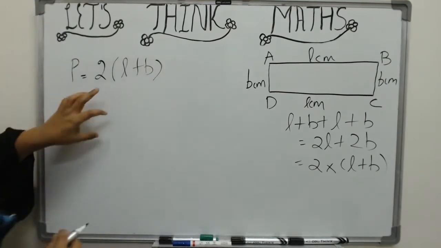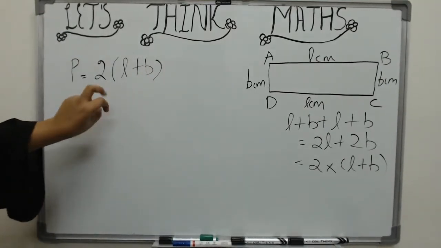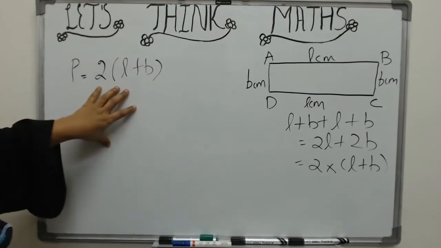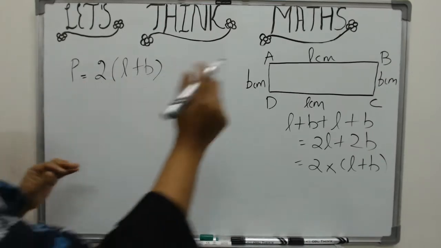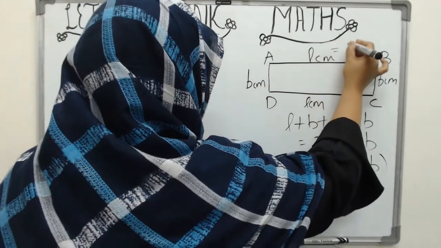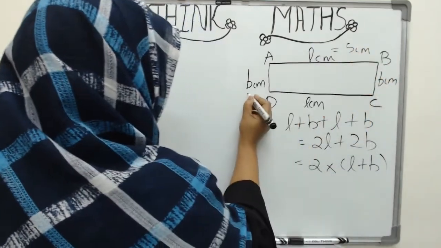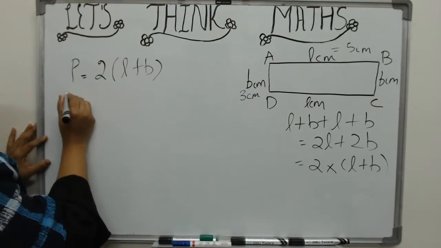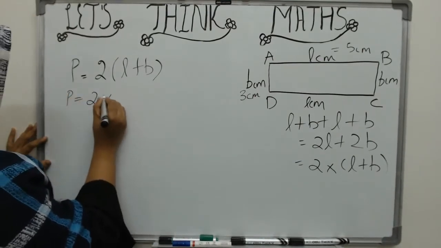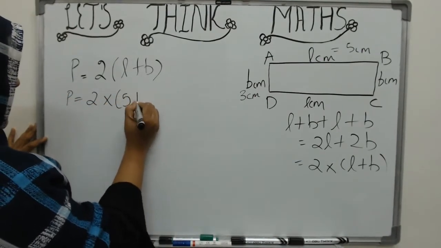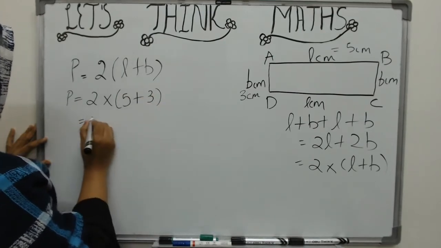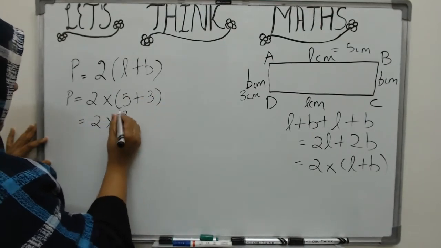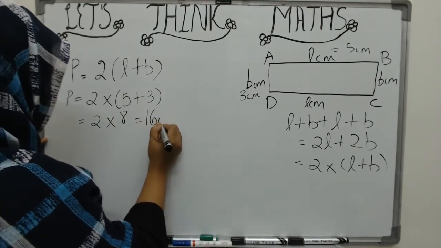Now, do not forget to put the brackets here. If you do not put the bracket, your answer will be wrong. Let me show that with an example. Suppose length is 5 centimeter and breadth is say 3 centimeter. Then what will be the perimeter? Perimeter will be 2 into (L plus B). That will be 2 into 8, which is 16 centimeter.